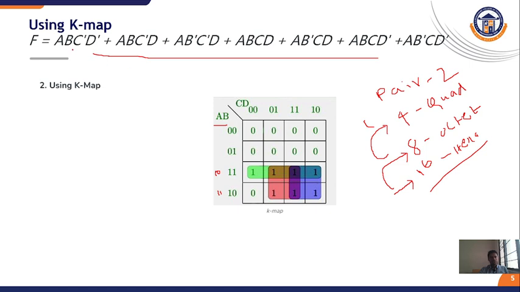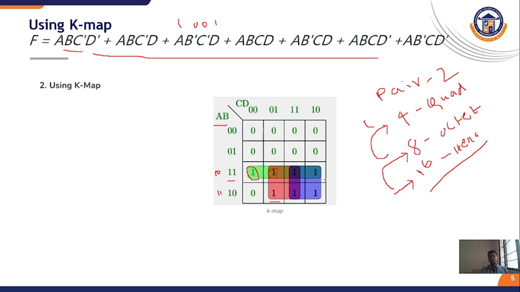Here this is the minterm A, B, C bar, D bar. So here A, B, C bar, D bar, we have to fill 1. Next A, B, C bar, D, here we have to fill 1. Next A, B bar, C bar, D, that is 1, 0, 0, 1. Here we have to fill 1. Like that we have to fill all the minterms into the K-map.